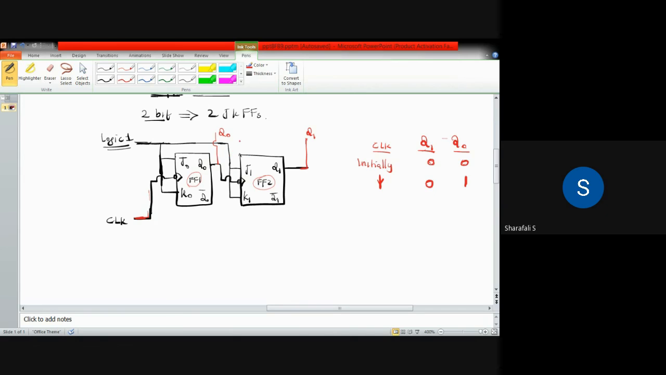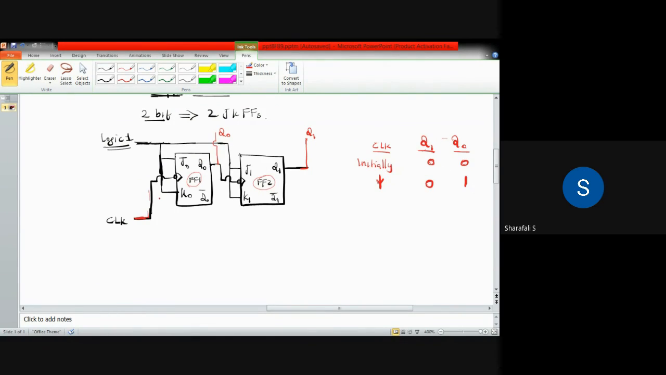Okay, so initially Q1 Q0 is at 0 0, and for the first clock pulse, it will be 0 1. So I think that will be, and this will be Q0 0.